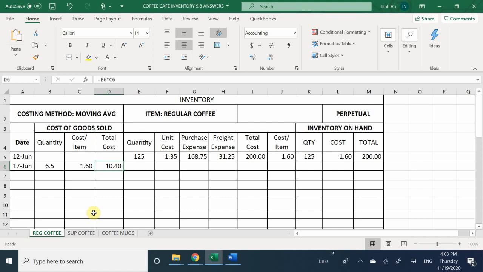When we start calculating and our cost per item starts changing and becoming longer and longer, that's when we're going to start entering equal round for our cost of goods sold. Okay? So good. Now we know it's $10.40.